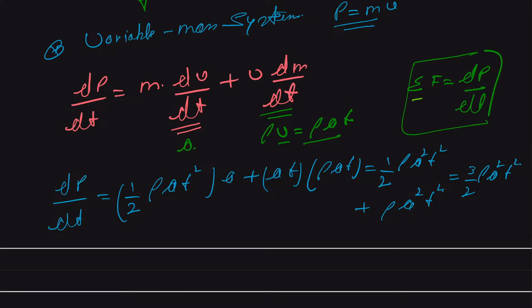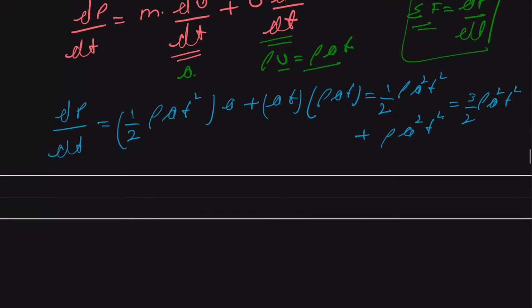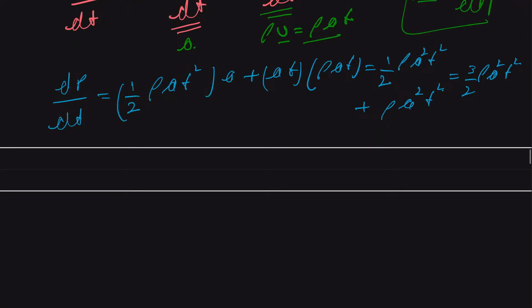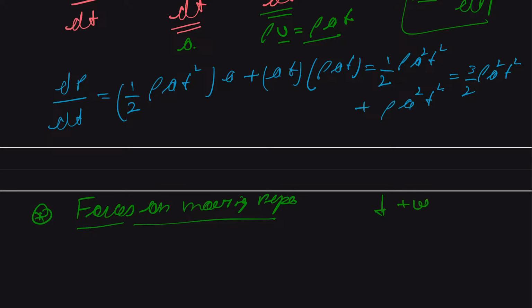So we are interested in the forces, which we are then going to algebraically add and sort out. So we can say the forces on the moving rope, and downward we are going to take as positive. So it is moving downward, and we take that as positive.